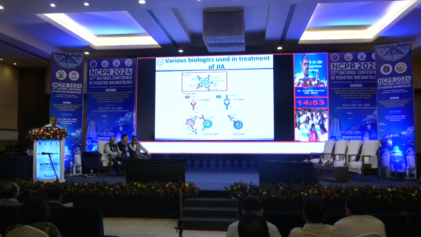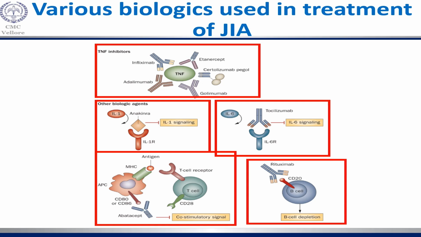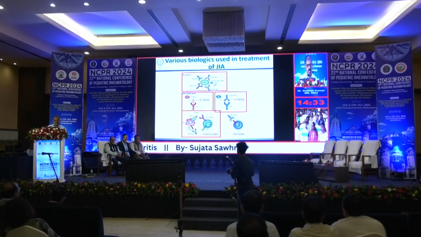So we can block with TNF inhibitors. We have various drugs like adalimumab, infliximab, etanercept, golimumab. Certolizumab is not available in India. Among other biologics, we have anakinra, tocilizumab, and initially we had abatacept, which is not available in India now, and we have rituximab. These are the usual biologics used in the treatment of JIA.